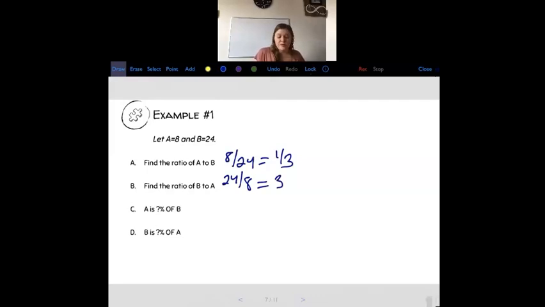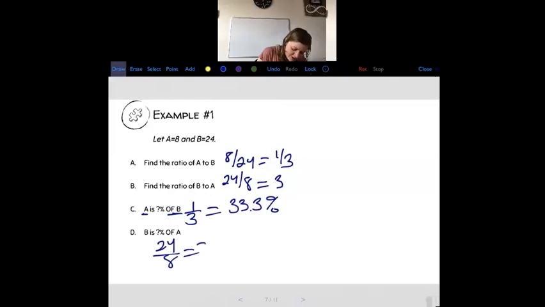Part C, A is what percent of B? So A is the numerator, B is the denominator. We found that this is 1/3, so we would divide the two and multiply by 100. I didn't tell you where to round, but let's go to 1 decimal place. B is what percent of A? So we would take 24 over 8, which is 3, times 100%, which would give us 300%. So that's just some practice with expressing ratios or two values as a percentage.